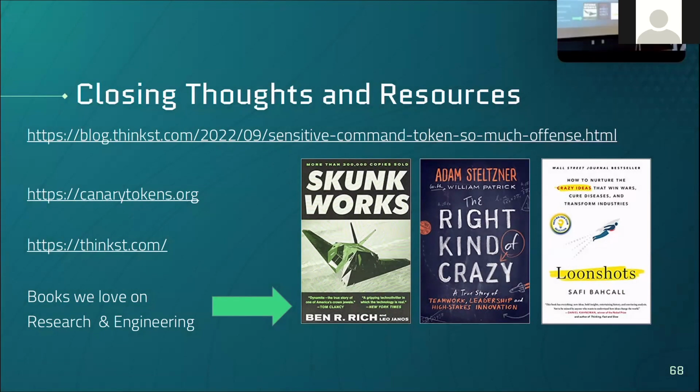Very good stuff. The Right Kind of Crazy is also a good book about building Mars rovers and just that intersection of ideas, innovation, and engineering. And then Loon Shots. Those are just some really neat books about history and other places where you'll encounter that. Reading outside of security domains is usually very interesting and helpful.